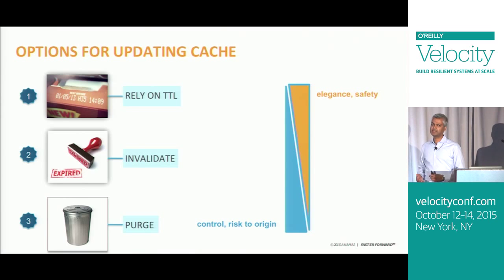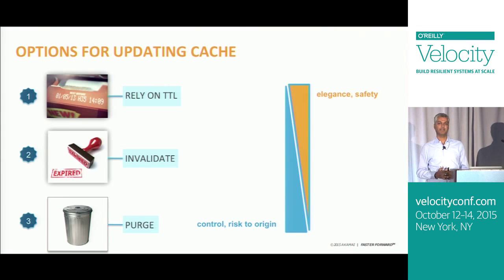And the third is really the blunt force method of purging. You're telling the cache to explicitly remove that object from the cache. Remove any trace of that object, so treat it as cold. The next time you get a request, treat it like you never had that object in cache. And that's the riskiest in terms of the origin infrastructure.